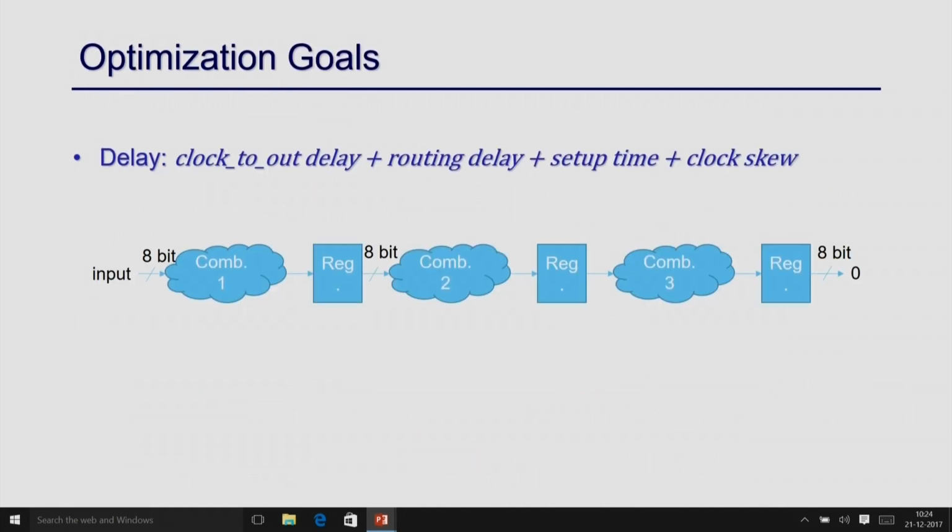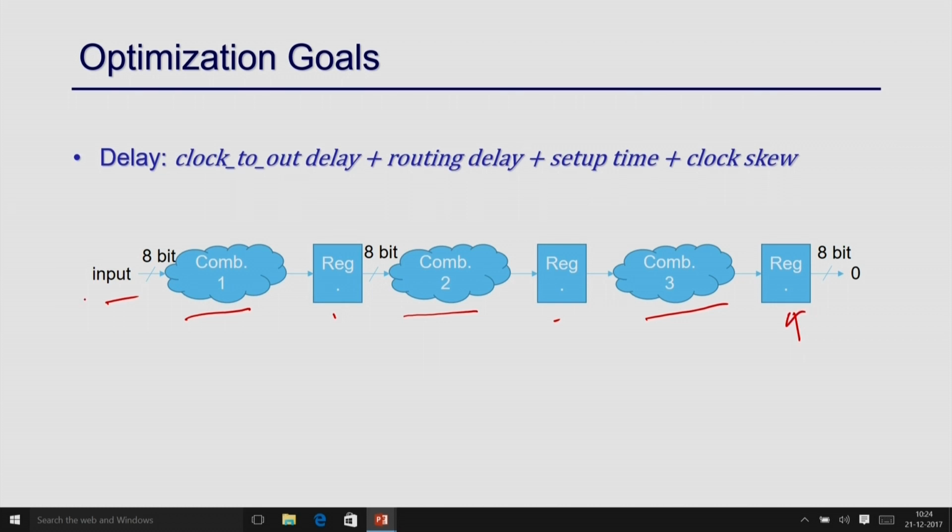Let us take an example to understand this. Suppose this is my circuit. There is a combinational unit here: input is coming in, some combinational circuits are here, then there are registers, then another combinational circuit which processes this data and the output is stored in these registers, and again this combinational unit, and then the final result is stored in this register.